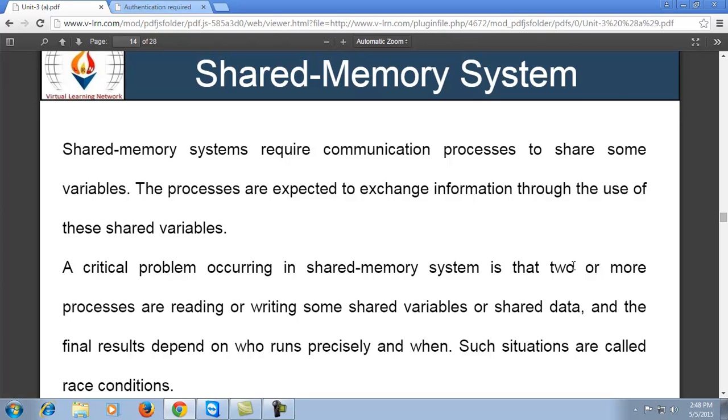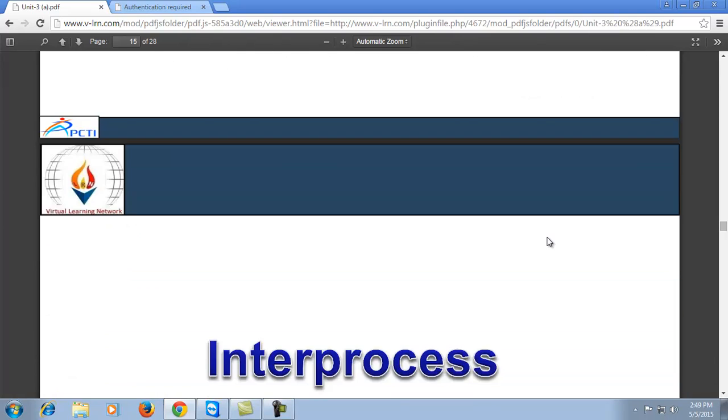A critical problem occurring in a shared memory system is that two or more processes are reading or writing some shared variables or shared data, and the final result depends on who runs precisely and when. Which process requests first and which process completes first, in that kind of accessing, retrieving or storing. Such situations are called race conditions, in which every process is going to be compared with other processes for accessing or storing the data.